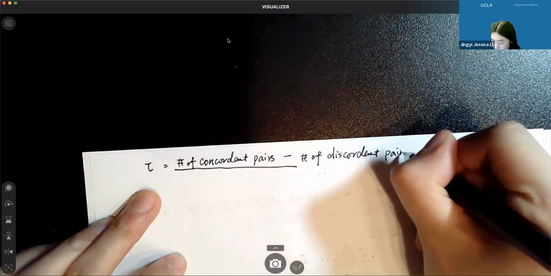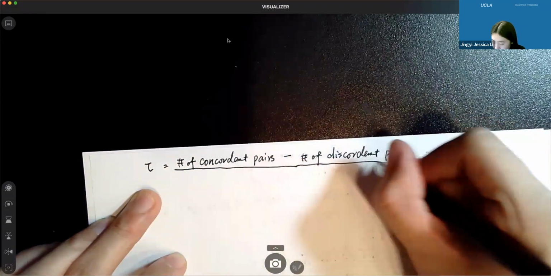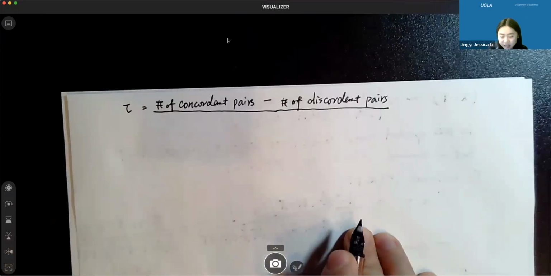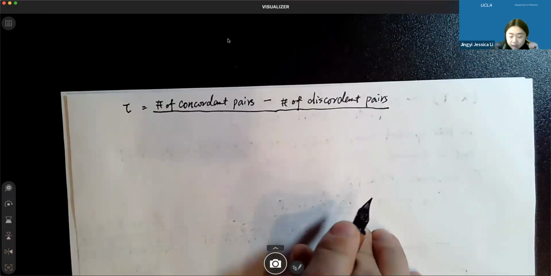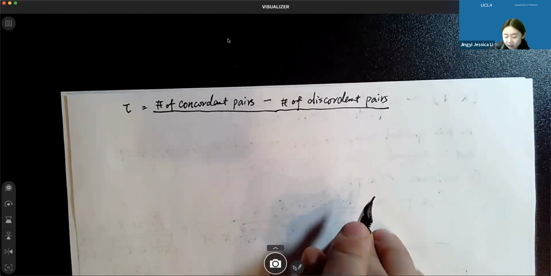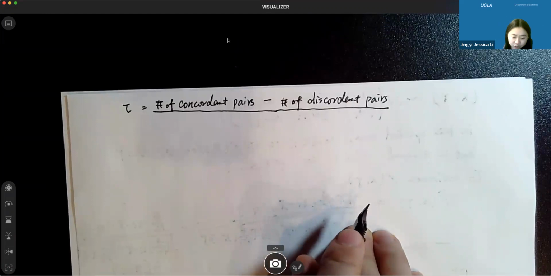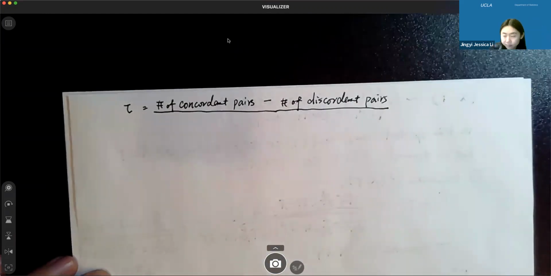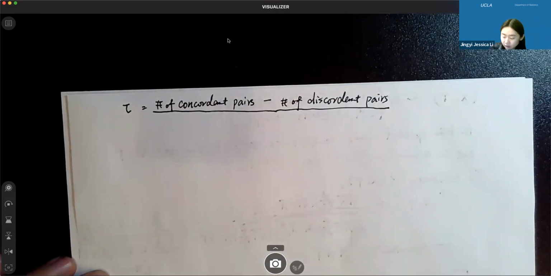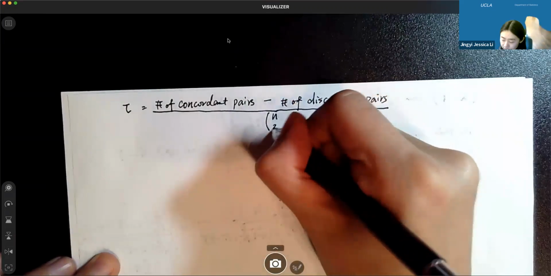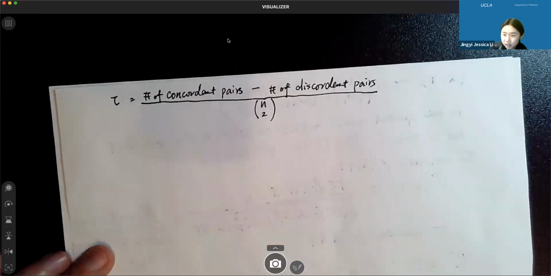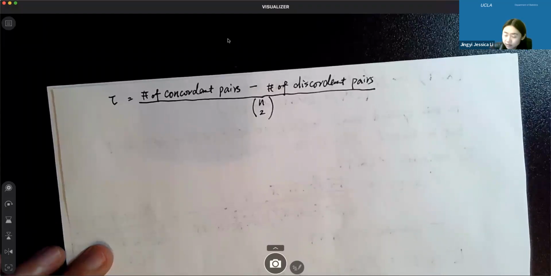So you can imagine that if x and y are perfectly monotone and there's no tie, then all the pairs should be concordant, right? So once xi is greater than xj, then yi should be greater than yj. When all the pairs are concordant, you want to have this measure equal to 1. And how many pairs do you have? N choose 2. So that's why you normalize this difference by N choose 2, so that you can make sure the maximum of tau is 1.